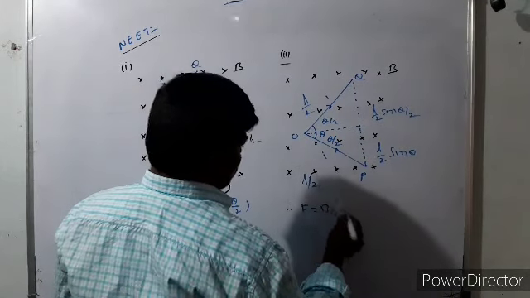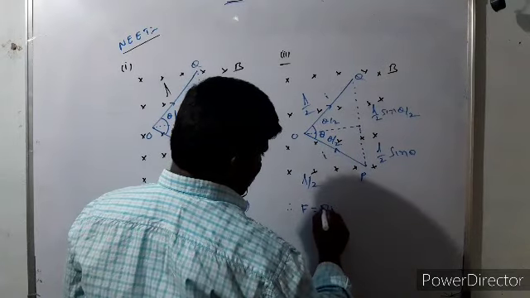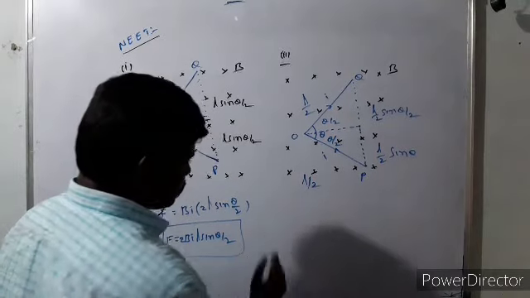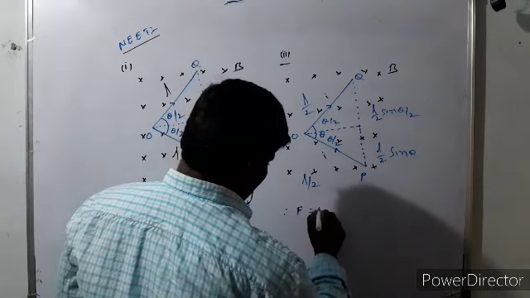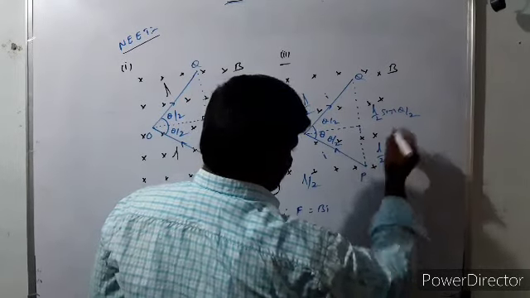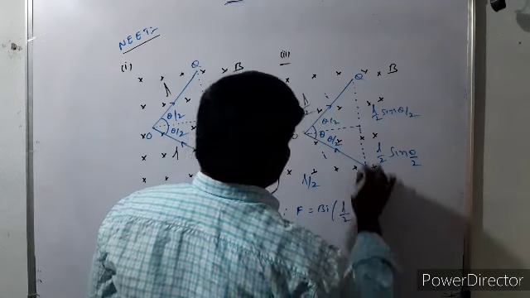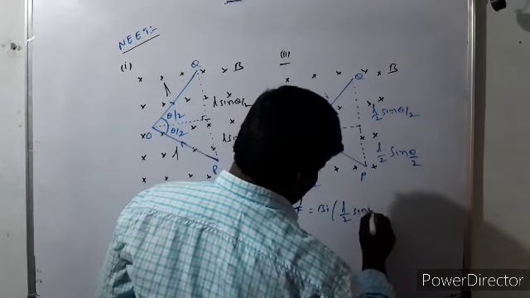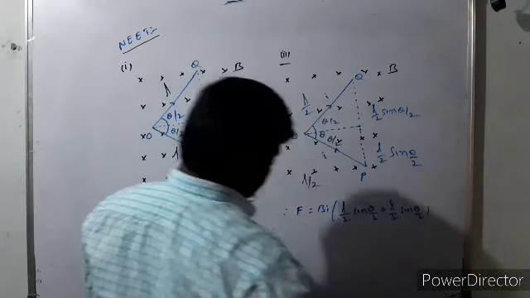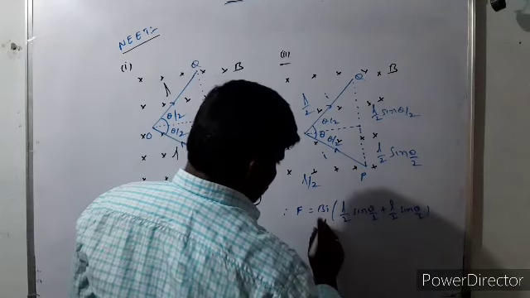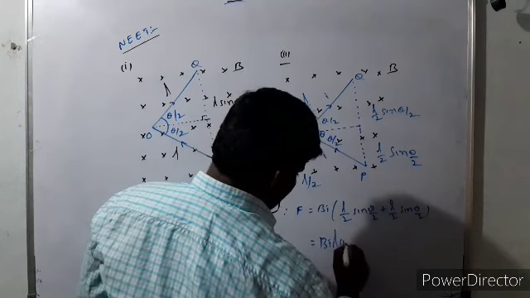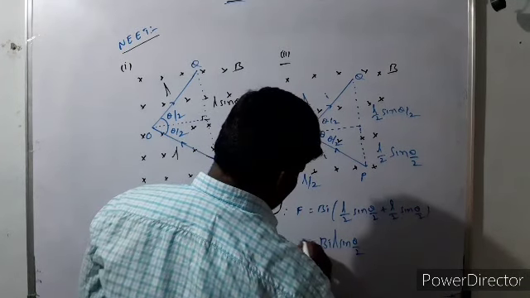Force on PQ, F is equal to BI times L by 2 sin theta by 2 plus L by 2 sin theta by 2, the total length of the PQ conductor. Now from that we can write L by 2 sin theta by 2 plus L by 2 sin theta by 2 as L sin theta by 2. Therefore, BIL sin theta by 2 is the force.